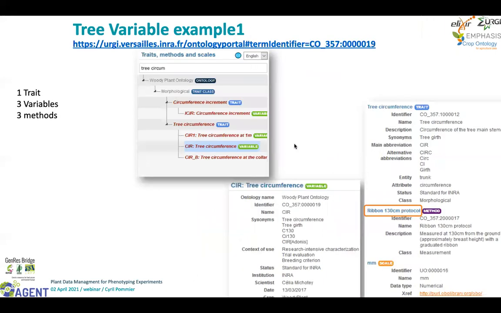And I would like to give you now some examples of those variables. For instance, here for the tree circumference trait, you can have three different variables: tree circumference at 1 meter, tree circumference, and tree circumference at the collar. The only difference is three different measurement methods, but they all relate to the same trait, and they have a clear differentiation. This way, it's much easier to organize the data.